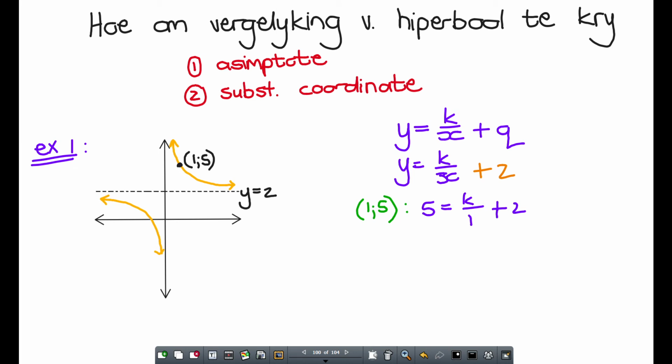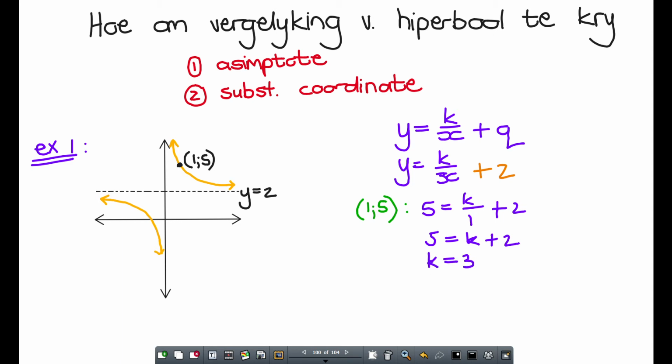Julle moet skree as julle nie by is nie, né? Okay, so that k over 1 is the same as just normal k. So I've got 5 equal to k plus 2. Plus 2. Okay, dan vat ek daai 2 mos oor en dan gaan k wees 3.